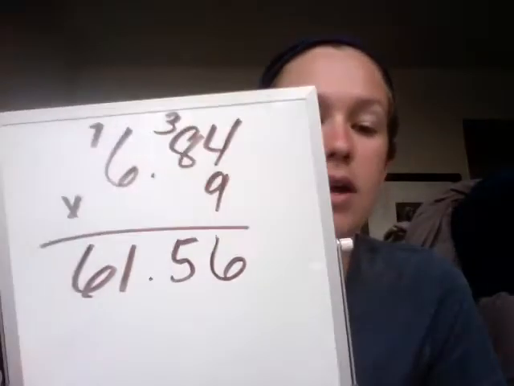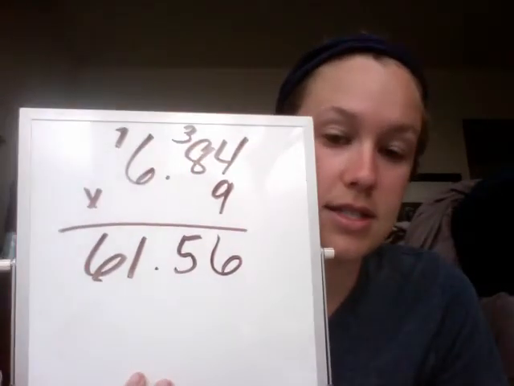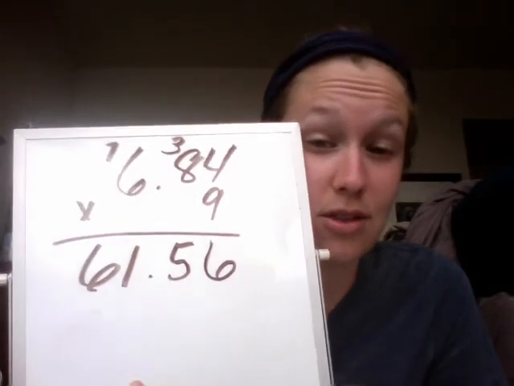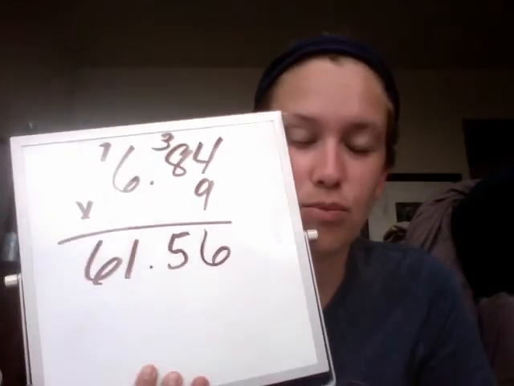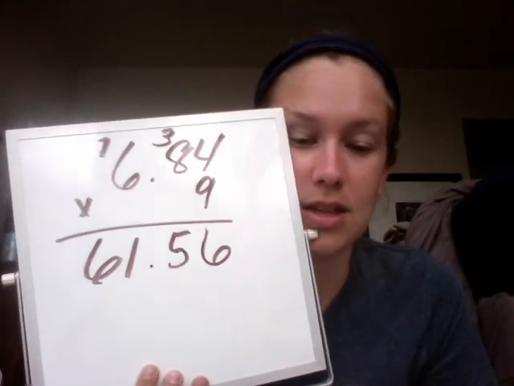So let's start. 4 times 9. 8 times 9 is 72. 60. So I got 61.56. It's pretty close to 63. I'll take it. I can safely think that this answer is correct.